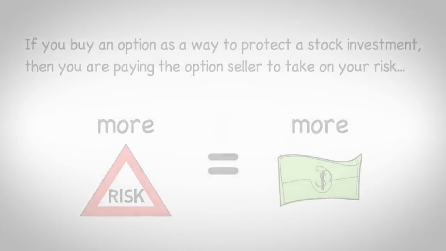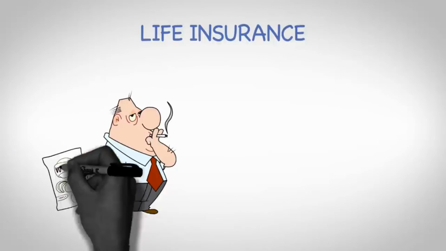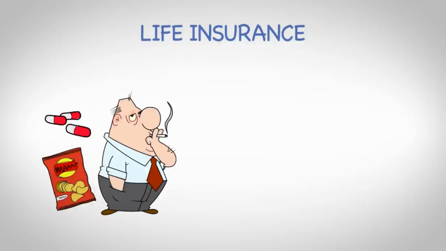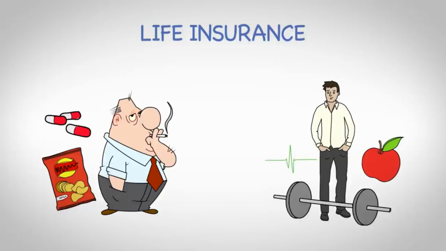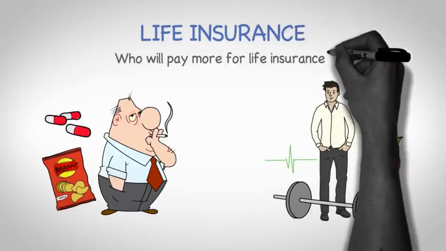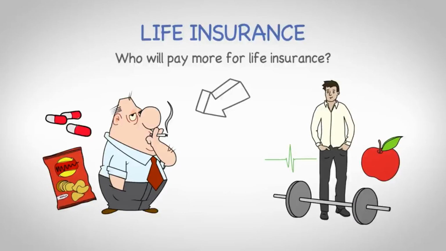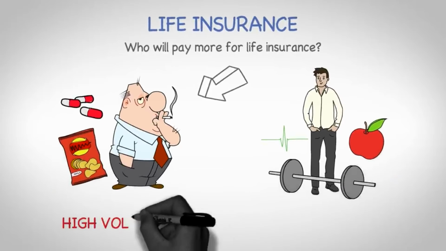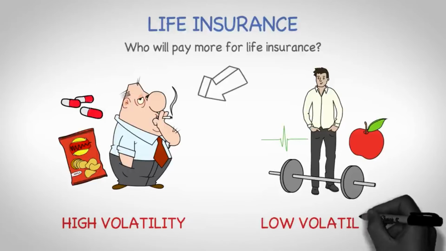Let me explain. Let's say you are an insurance company and you are providing life insurance for two different people. The first person is overweight, smokes a pack a day, and has a serious medical condition. And the second person is healthy, exercises regularly, and has no signs of any life-threatening medical conditions. Who do you think is going to have to pay more for life insurance? Exactly, the person who is at more risk of dying. Now think of this person as a stock with high volatility and this person as a stock with low volatility.